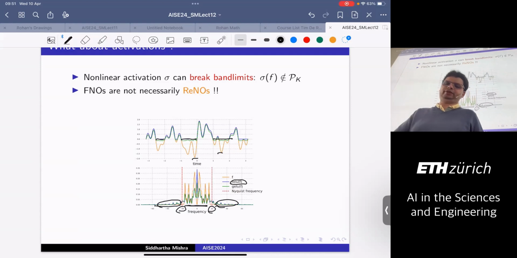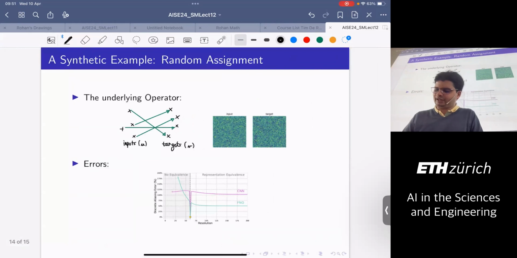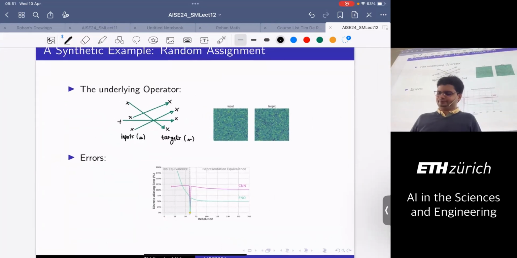Activations are going to introduce high frequencies. These are not necessarily resolved in the grid, and that causes aliasing. So this is roughly what the story with FNO is, and let me give you a couple of examples just to illustrate that, and then we finish.